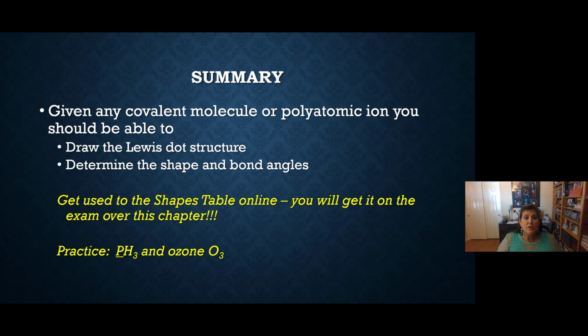All right, I want you to practice now with these two molecules here, PH3 and ozone, O3. I want you to draw a Lewis dot structure, determine the shape and the bond angle for those two molecules. Hit pause and go.